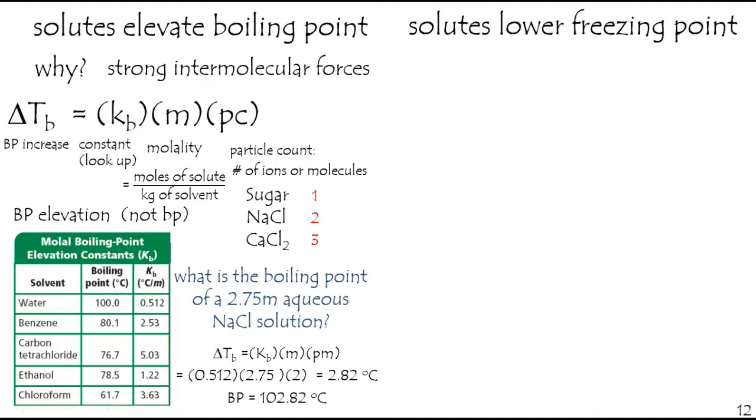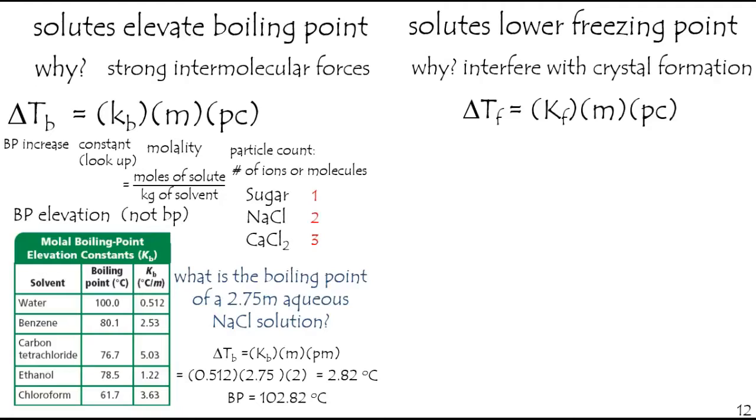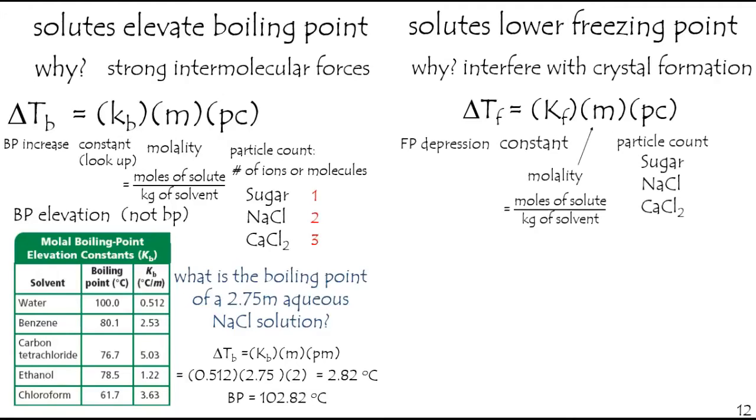They will lower the freezing points, giving you a longer liquid range. Reason could be that it interferes with the crystal formation, and therefore it makes it harder for those crystals to form. You have to go down to a colder temperature before they do. The formula is exactly the same, only with F's rather than B's. And the terms are very much the same.